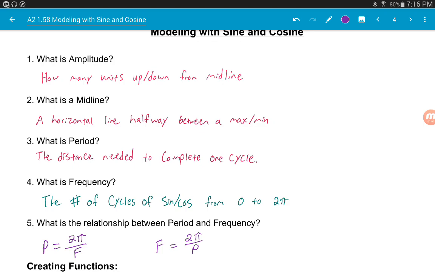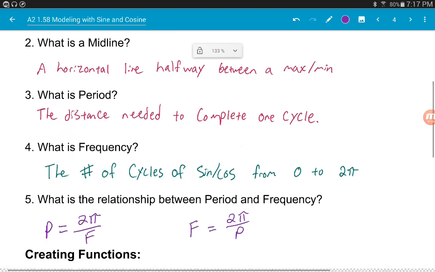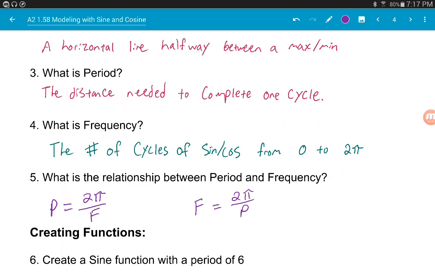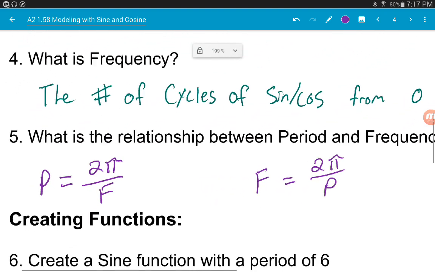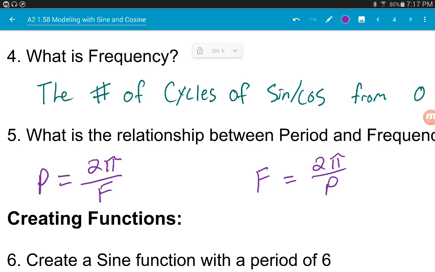Frequency is the number of cycles of sine and cosine from 0 to 2 pi. So if you count how many cycles you have, that's the frequency. And there's a very distinct relationship between period and frequency, defined by these two functions. Period is equal to 2 pi over frequency, or frequency is equal to 2 pi over period.